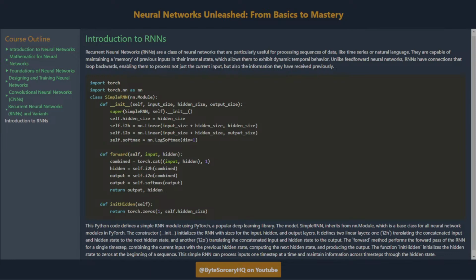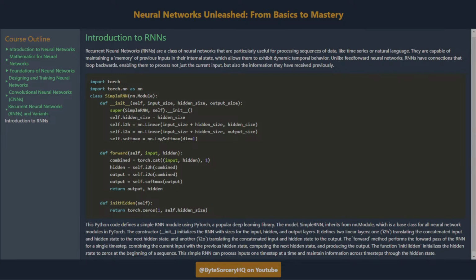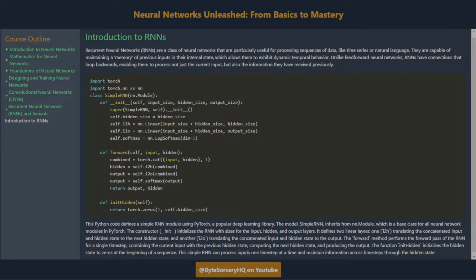This Python code defines a simple RNN module using PyTorch, a popular deep learning library. The model, SimpleRNN, inherits from nn.Module, which is a base class for all neural network modules in PyTorch. The constructor, __init__, initializes the RNN with sizes for the input, hidden, and output layers. It defines 2 linear layers, one, i2h, translating the concatenated input and hidden state to the next hidden state, and another, i2o, translating the concatenated input and hidden state to the output.